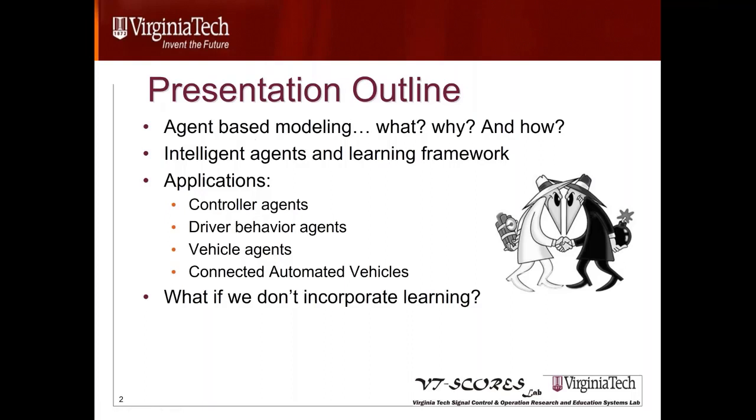I will speak about some applications, including a controller agent, a driver behavior agent, a vehicle agent, and an example of connected automated vehicles without signals at the end of the talk. And then I'll speak about the implications of not using the learning. And by learning, I mean the reinforcement learning techniques and what that really means, and give some good examples about that.